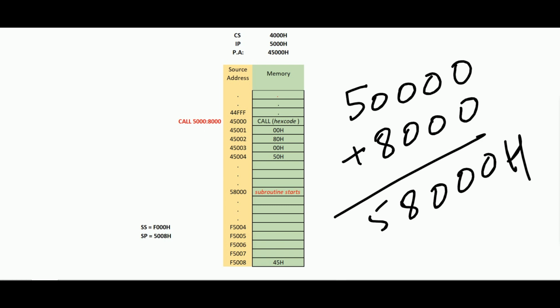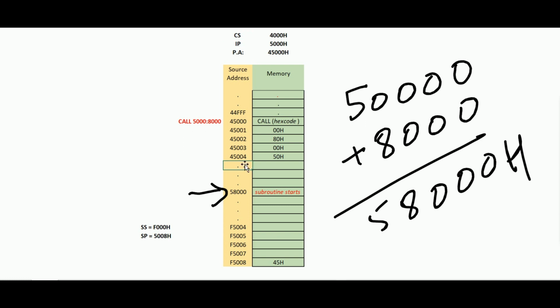This is the location from which the subroutine execution will start. Now, before jumping to that subroutine, what will happen? The code segment and the instruction pointer from which the next data has to be fetched will be stored onto the stack, so that execution can continue after the subroutine gets over. So what is that address? Let us try to figure this out.